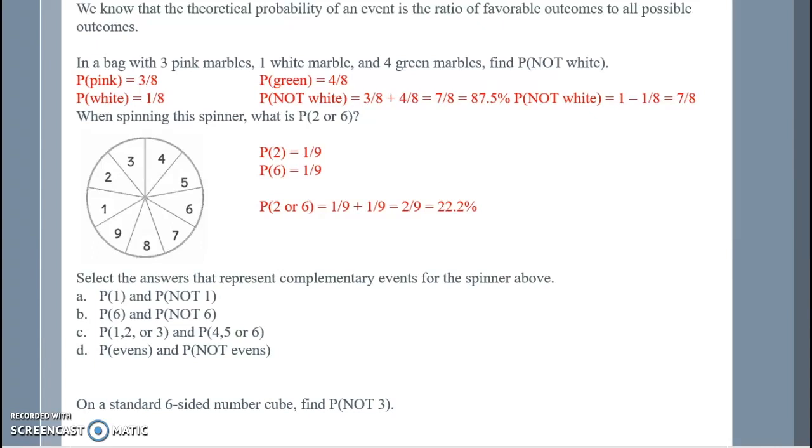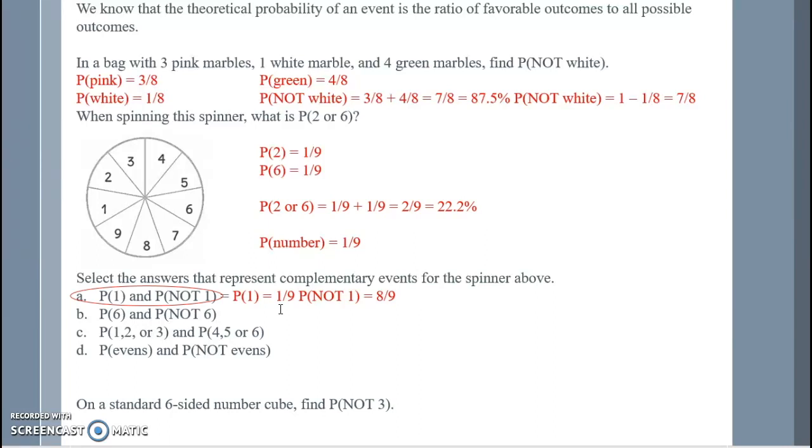Select the answers that represent complementary events for the spinner above. The probability of getting a 1 and the probability of not getting a 1. So we know that the probability of getting any number is 1 out of 9. So the probability of getting a 1 is 1/9, and the probability of not 1 would be 1, 2, 3, 4, 5, 6, 7, 8/9. Since they both add up to 100%, this is complementary events.